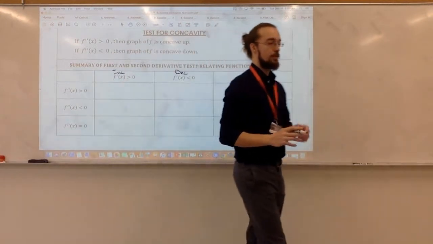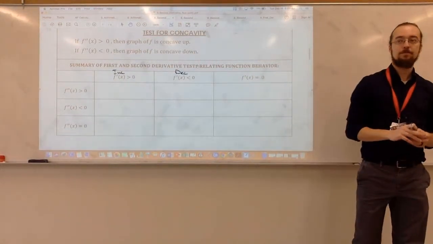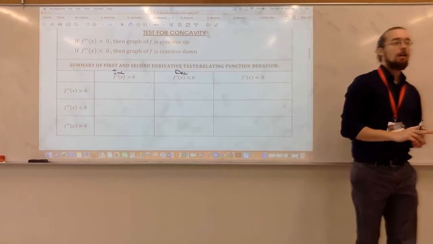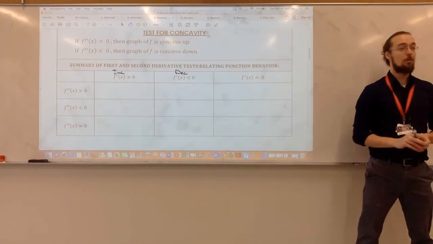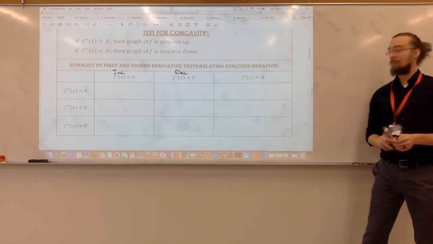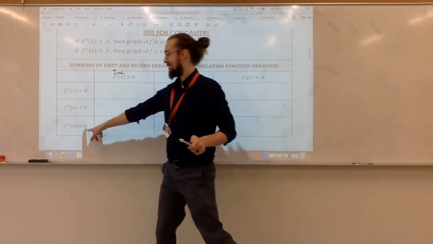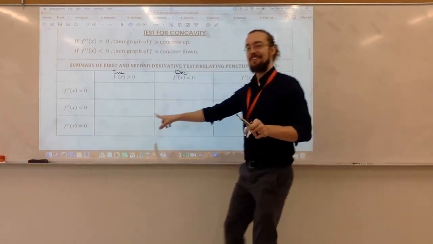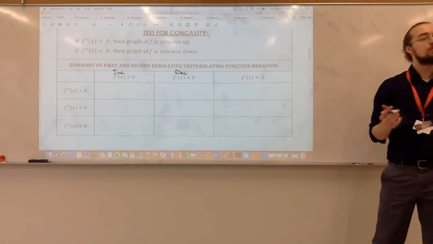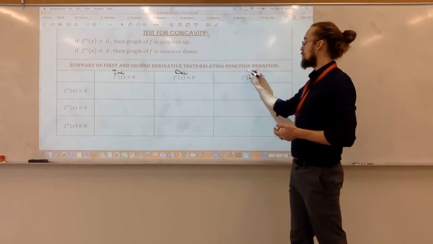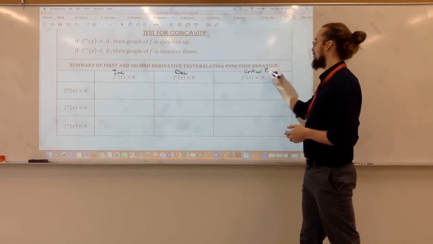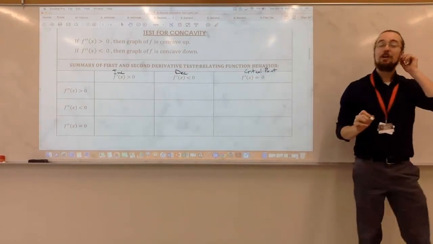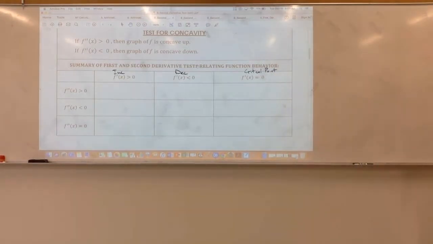And if the first derivative is equal to 0? It's a max. No, wait. Or min. I don't know how to say it. So where the first derivative is equal to 0, we said that was a critical point, right? So that could be a min or a max, or it could be neither of those.